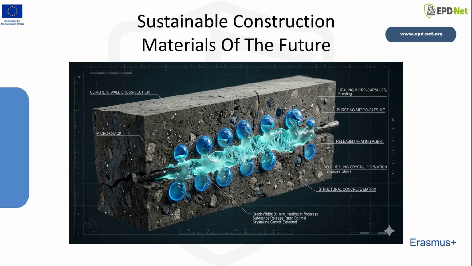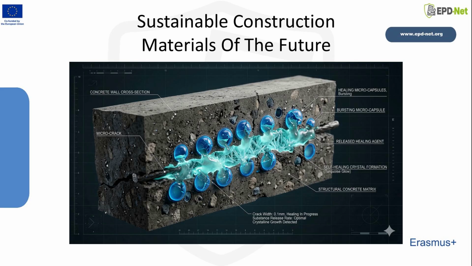Next-generation composite materials combine high strength with low weight. Examples include natural fiber reinforced composites, bio-based resin systems, recycled plastic mineral panels. These materials aim to reduce resource consumption while maintaining structural integrity. Digital fabrication technologies also influence material innovation. Parametric design allows precise material optimization, minimizing waste.